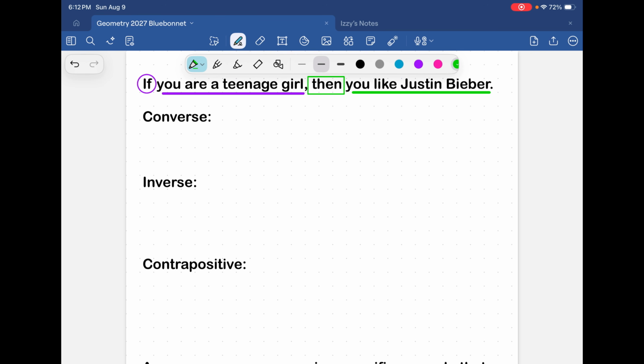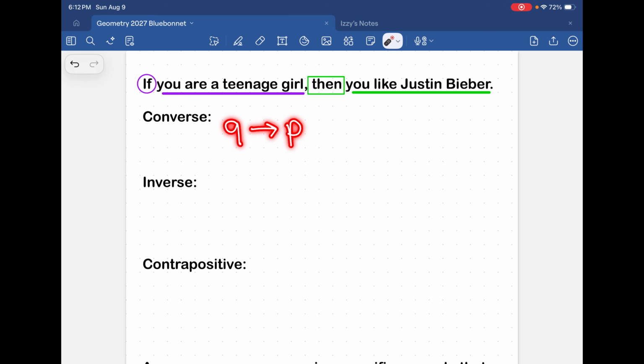All right, I'm not going to take the time to write these down here in the video, but the converse would say, if you like Justin Bieber, then you are a teenage girl, because remember, in the converse, we're going to switch the P and the Q. We're going to put the conclusion first, and the hypothesis second.